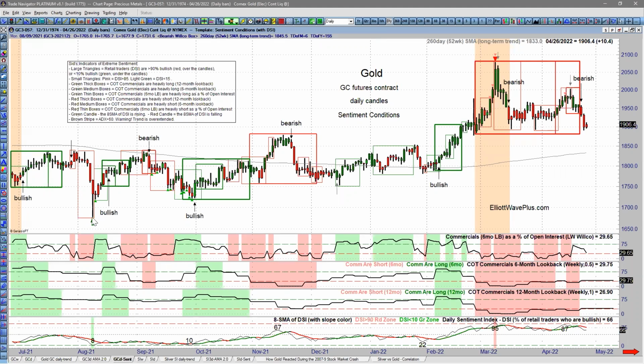So the triangles let you know where you're very close to a typical DSI extreme, and when you are definitely in an extreme zone on the DSI, the daily sentiment index. Remember, on this day, there were only 8% bulls on gold among retail traders. Whereas on this day right here, the day with a big red triangle, 95% of all retail traders were bullish.